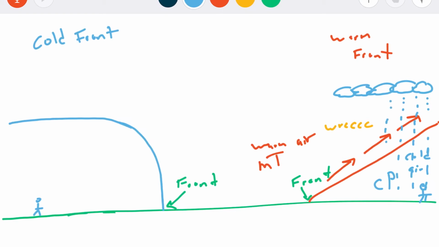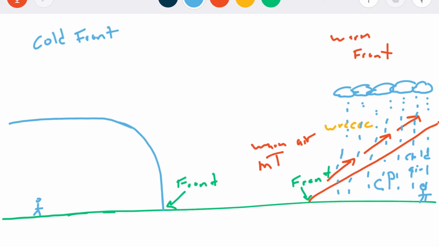But it will be a mellow rain and the clouds will spread out along the entirety of the sky almost. And after that front passes that person, then you'll have a nice warm day. So maybe it'll rain for a whole day and the next day will be a nice warm day.